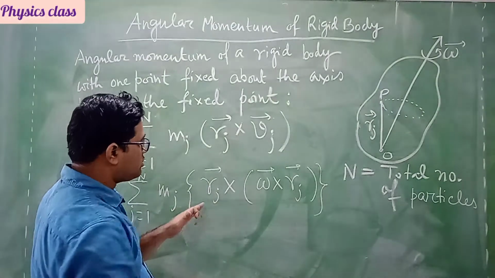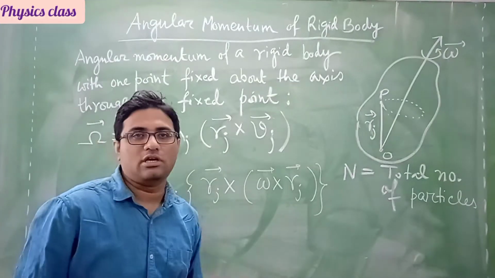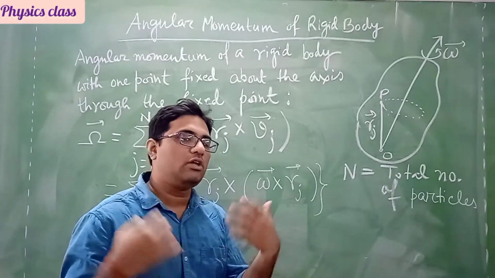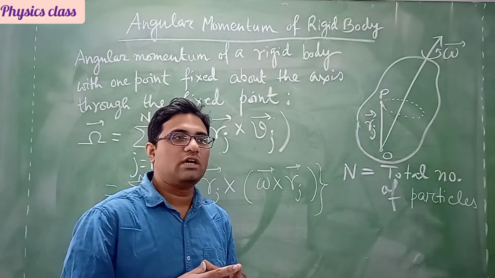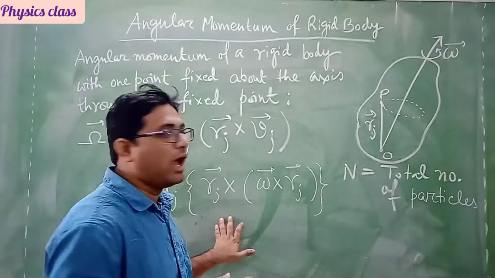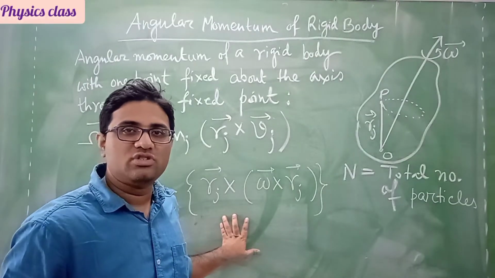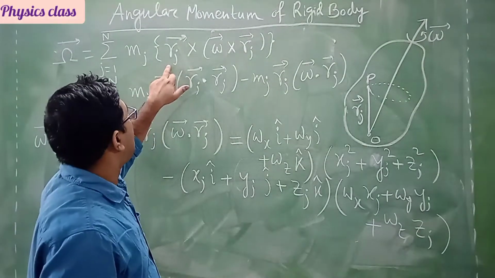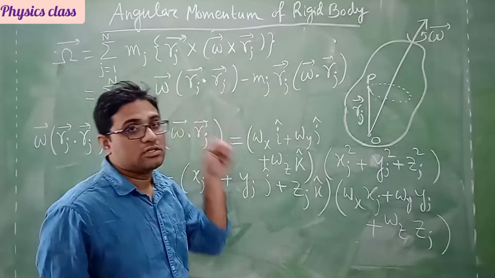So this is similar to A cross B cross C. So we have to use that A cross B cross C formula that you have read in your 11th class when you have read the vector, right? So that formula you have to use. So let's use that. Now we have to solve Rj cross omega cross Rj.